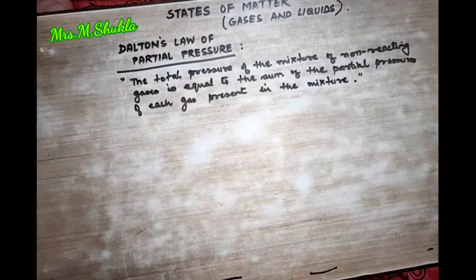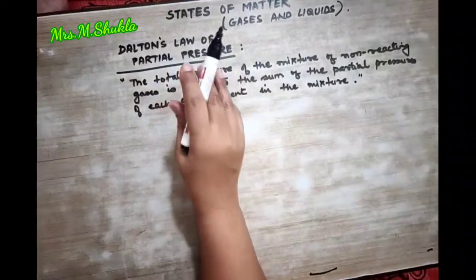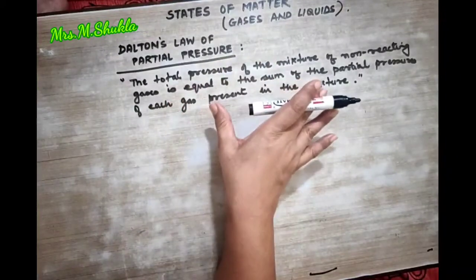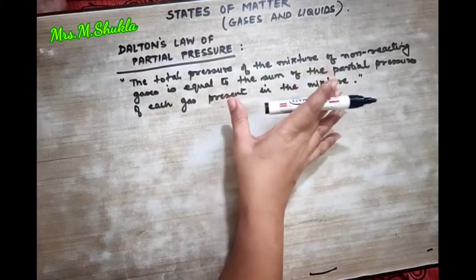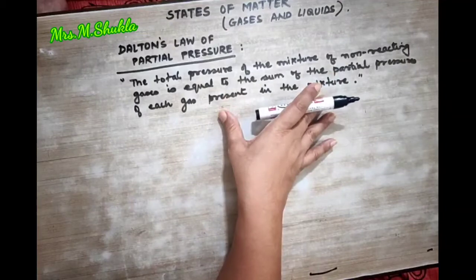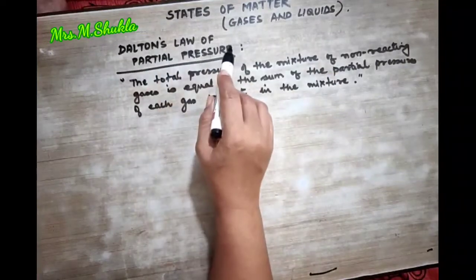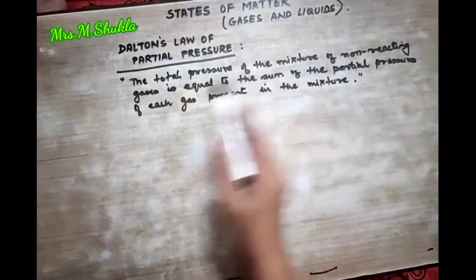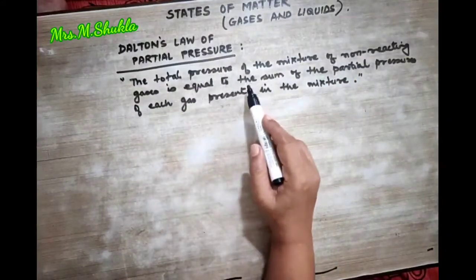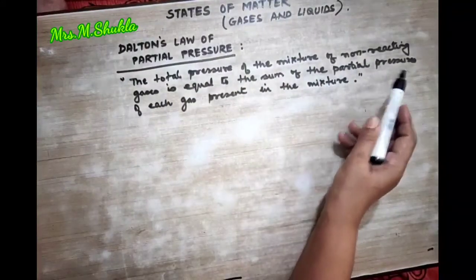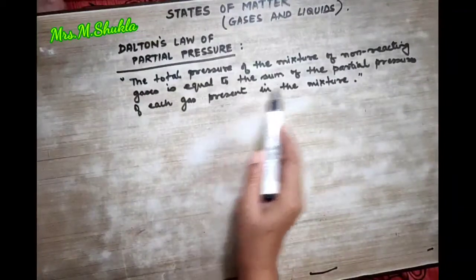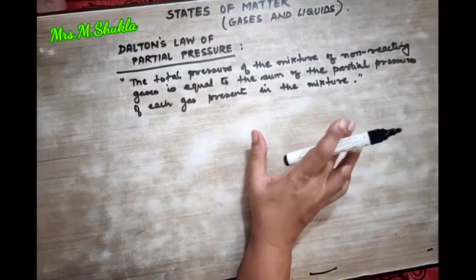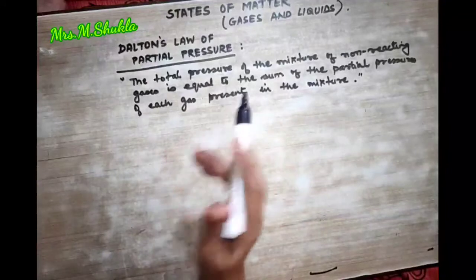So firstly, let us understand what John Dalton stated to calculate the pressure of a mixture of non-reacting gases. According to Dalton's theory, the total pressure of the mixture of non-reacting gases is always equal to the sum of the partial pressures of each gas that is present in the mixture. Right?